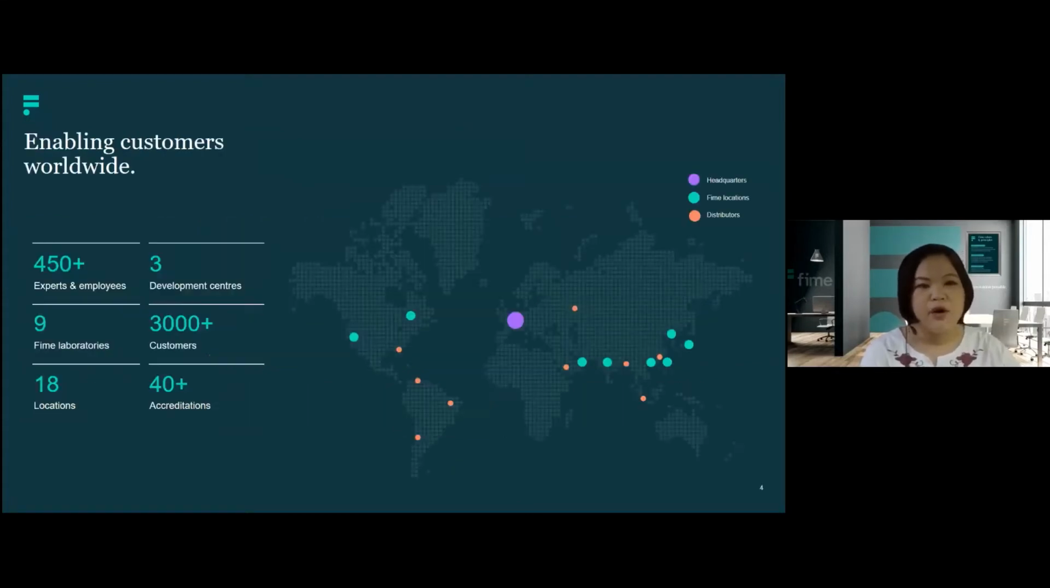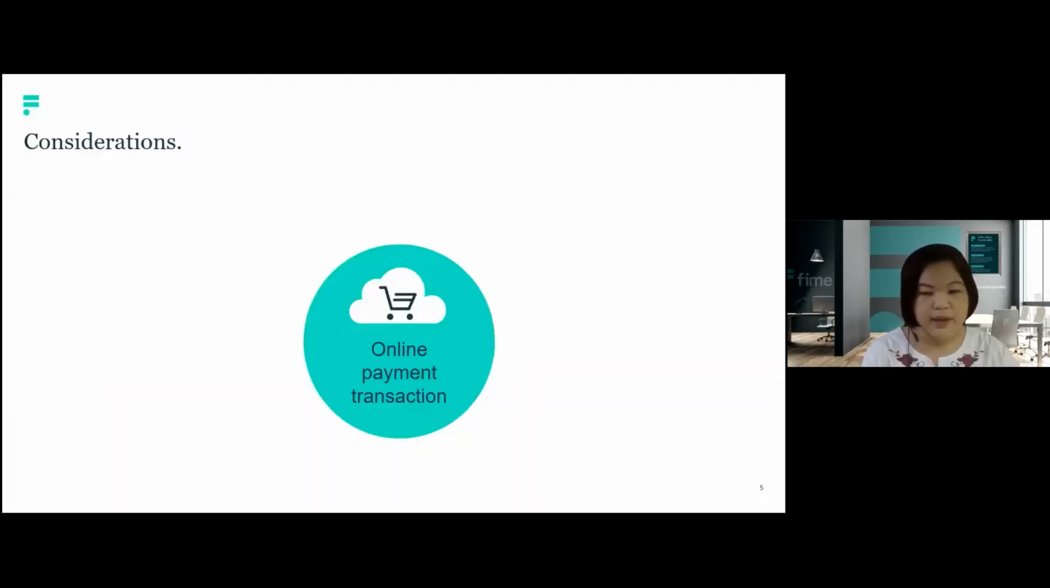We have over 450 employees worldwide. Our headquarters is based in France, and we have 9 laboratories across the world, which enable us to have a 360 degrees view globally with all the initiatives happening around the world. And today, we are going to look at online payment transactions: what are the considerations of the market?